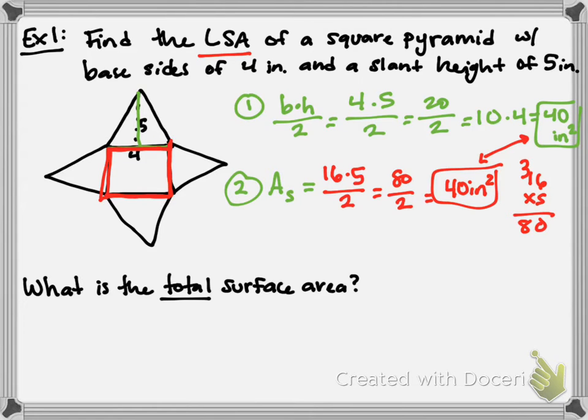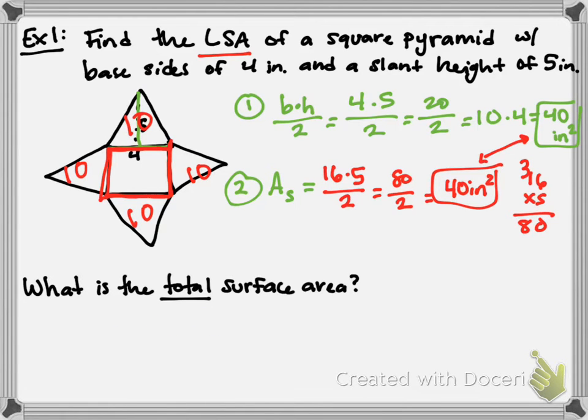So we found the area of one triangle was 10, right? So I have 10, 10, 10, and 10, which gives me my 40. But when I'm trying to find the total surface area, I do include the base. So remember, my shape here is a square. So 4 times 4 would get me my, let me erase that. That doesn't make any sense right there.